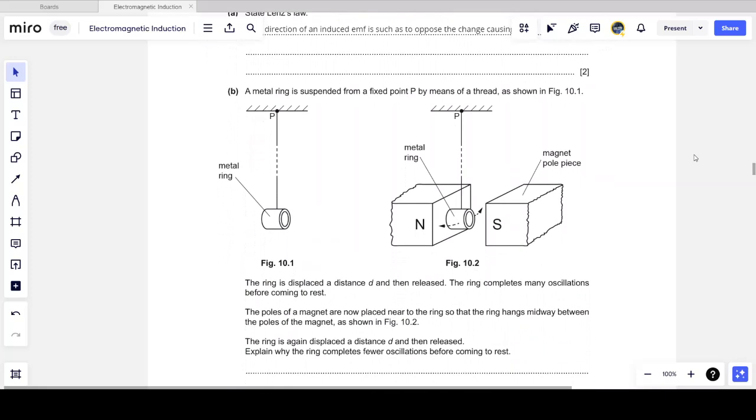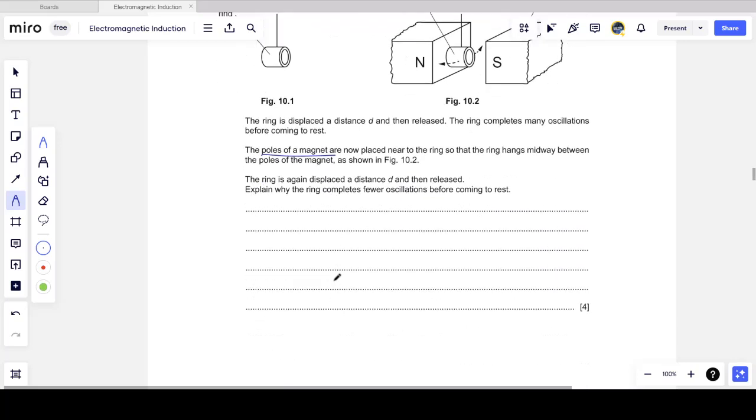Now we are told that a metal ring is suspended from a fixed point P by means of a thread. The ring is displaced a distance d and then released, and you can see it oscillates, and we count many oscillations. We then add the ring between the poles of a magnet. So the poles of a magnet are now placed near to the ring so that the ring hangs midway between the poles of the magnet, as we can see in the figure. We then do the same displacement, distance d, and then release the ring, and now the ring completes fewer oscillations before coming to rest.